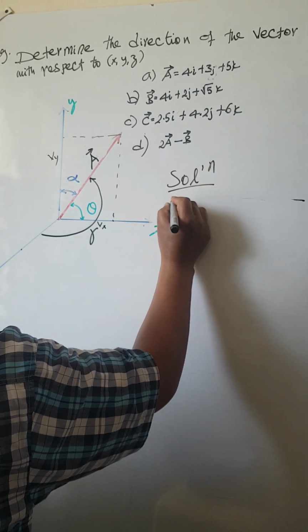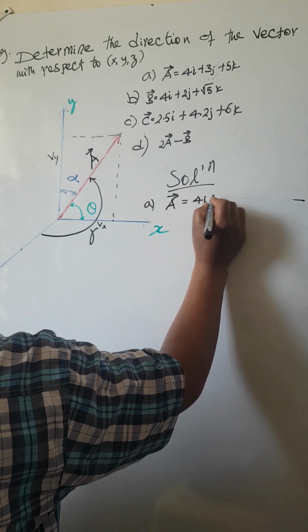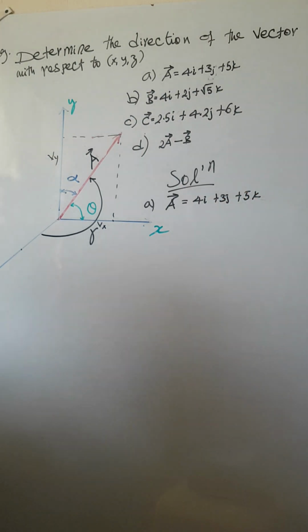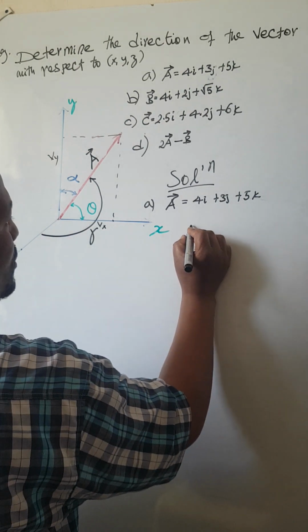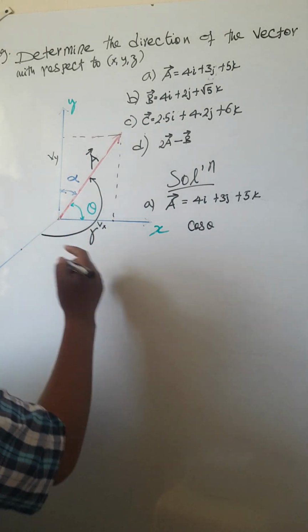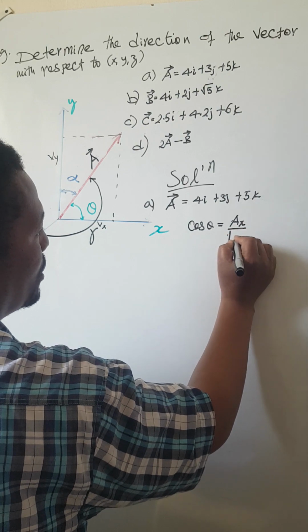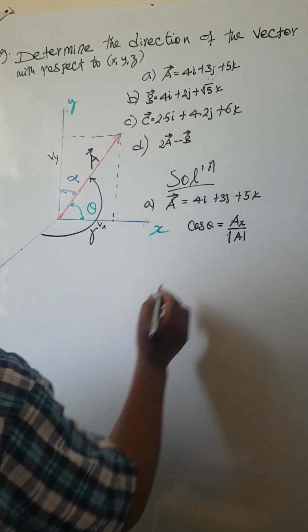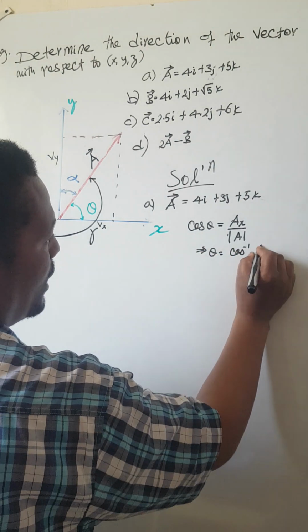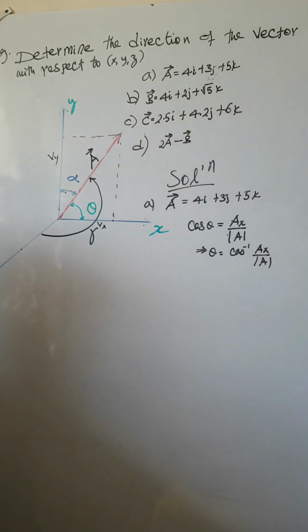For vector A, part A, this is expressed as 4i plus 3j plus 5k. The direction cosine for this, cosine of theta, the angle with respect to the x-axis, is equal to A along x divided by the magnitude of A, providing that theta is equal to cos inverse of Ax over the magnitude of A. So it's important to find the magnitude of A.